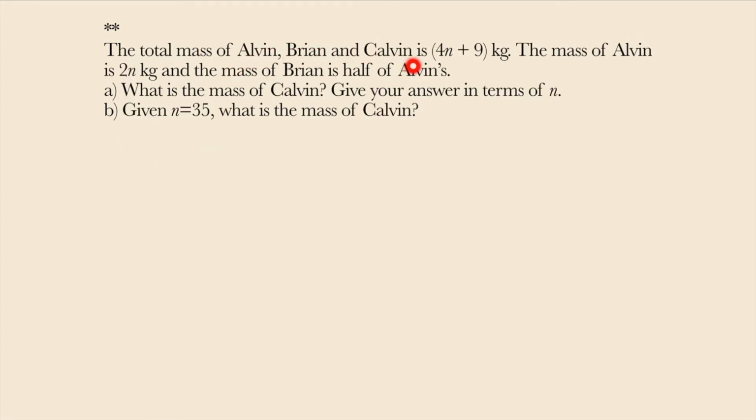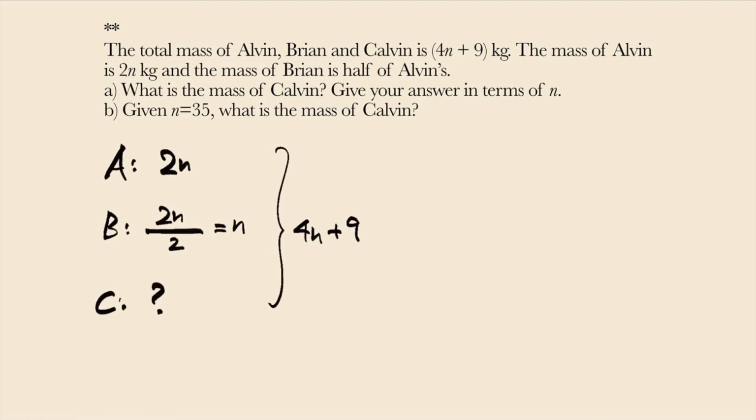A, B, and C total 4n plus 9. The mass of Alvin is 2n. Looks like we have to make everything clear here. So A is 2n, Brian is half of Alvin, so whatever Alvin is, half that. That's n. The total is 4n plus 9.